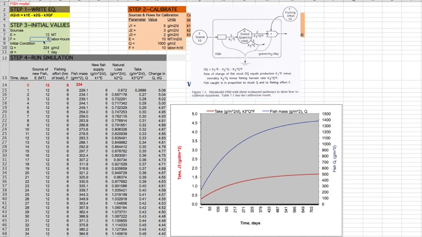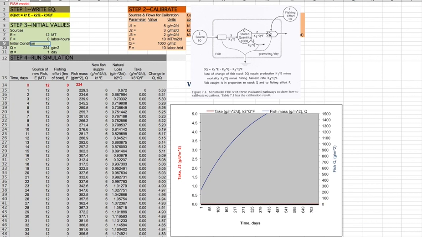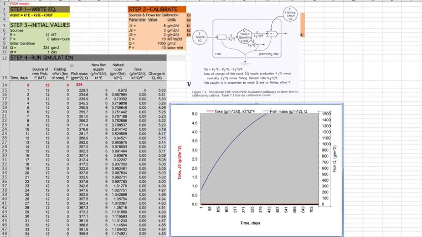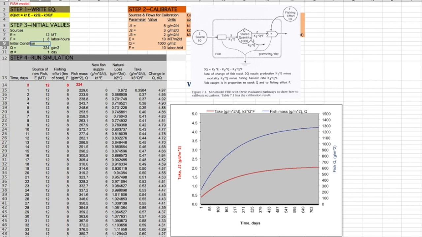If we were to zero out fishing effort, we'll see that we're going to have a lot more fish. So let's do that. Our take goes to 0 because we're not taking any fish. Our fish mass goes off the charts. If we wanted to see what that value was, we can see that it's approaching 1,800 grams. So without any fishing effort, we would have that much fish after 2 years. Let's return that back to 8, which is our original value.